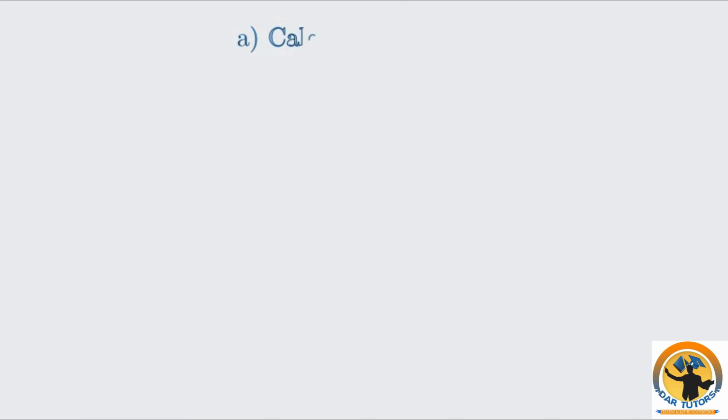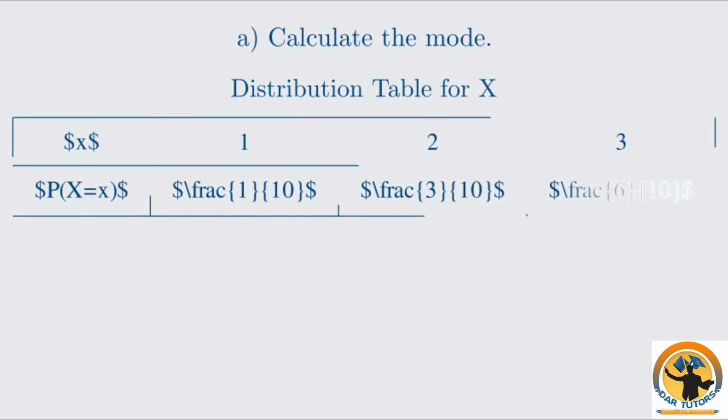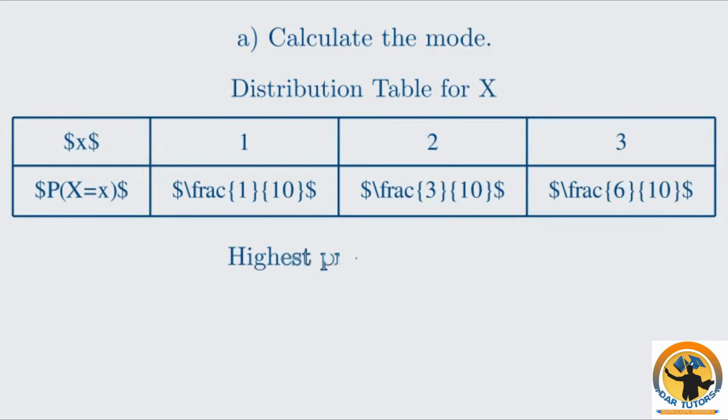Now let's calculate the statistics for this distribution, starting with the mode. The mode is simply the outcome that occurs most frequently, or the one with the highest probability. Looking at our table, p(x=1) is 1/10, p(x=2) is 3/10, and p(x=3) is 6/10. The highest probability is 6/10. This corresponds to the outcome x equals 3. Therefore, the mode of this distribution is 3. It's the most likely result.